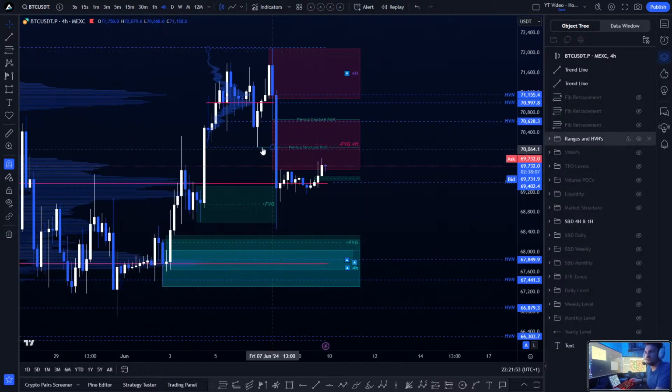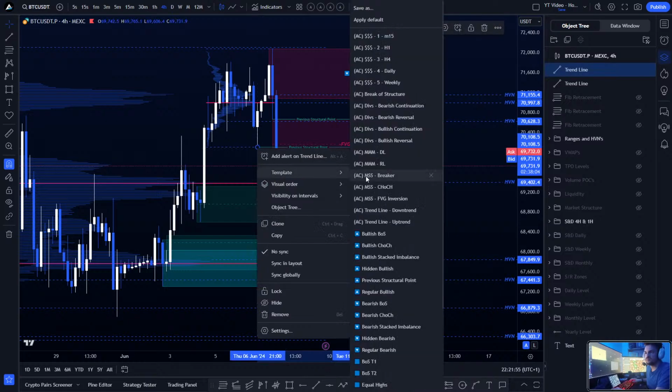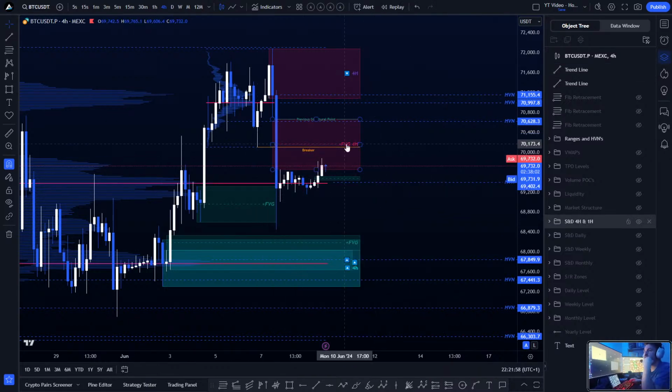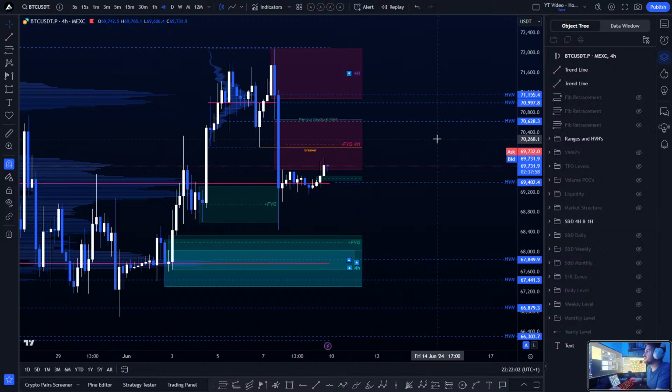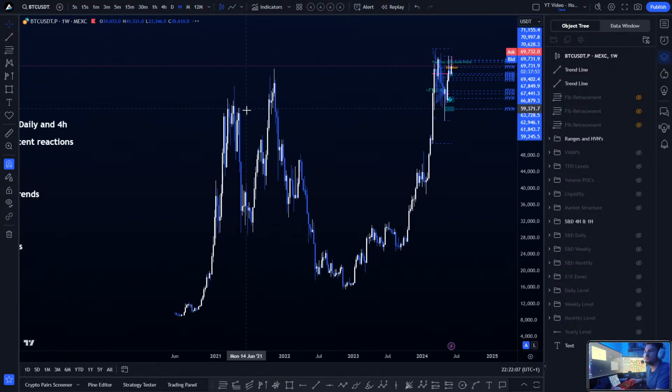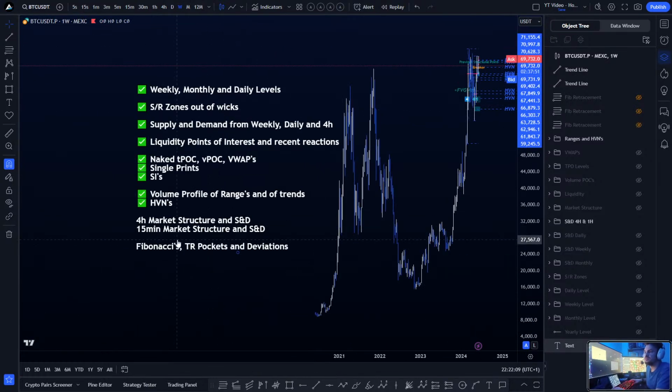So yeah, we already broke this. This becomes technically a breaker block. So this might be resistance for the Asia session, we'll see. Let's see, weekly. That is it.